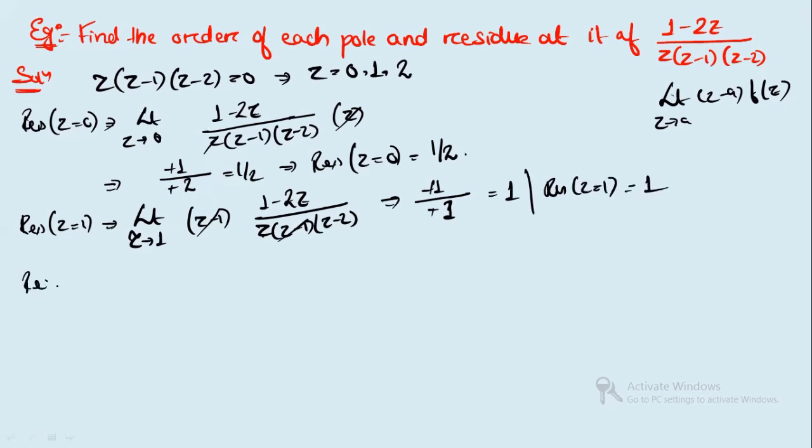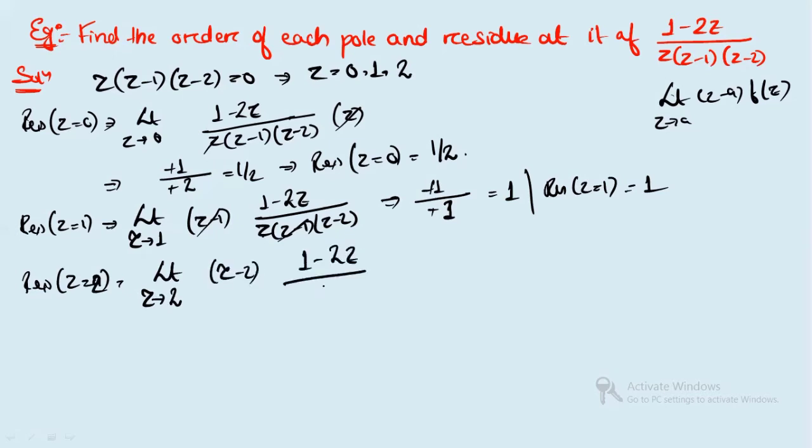And the last one will be the residue for z equals 2. So it will be the same, limit z tends to 2. This is z minus 2 here, times the function itself, which is f(z). So you will just write the function here, and again z minus 2 will get cancelled. When z tends to 2, in the numerator you will have 1 minus 4. In the denominator you will have 2 into 2 minus 1. So on simplification you will have minus 3 in the numerator, and 2 in the denominator. Okay, so these are the residues.